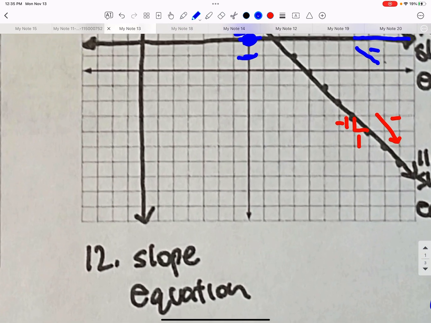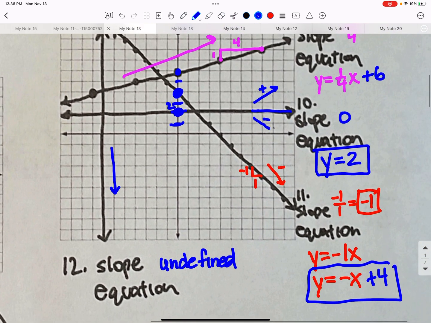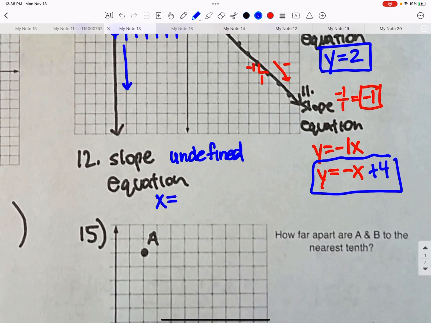All right, number 12. This is not a slope. This is undefined. That is not skiing. That is falling. Now, where does this line hit anything? Yeah, it actually hits right here, but this is the x-axis. So it hits the x-axis at -1, -2, -3, -4, -5, -6, -7. X equals -7. It hits the x-axis at -7.